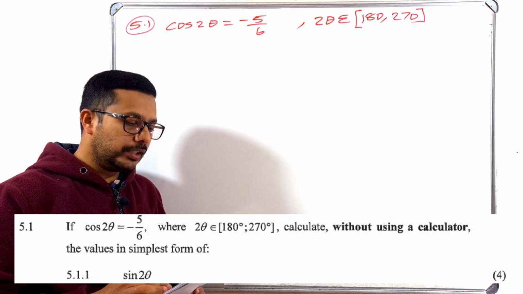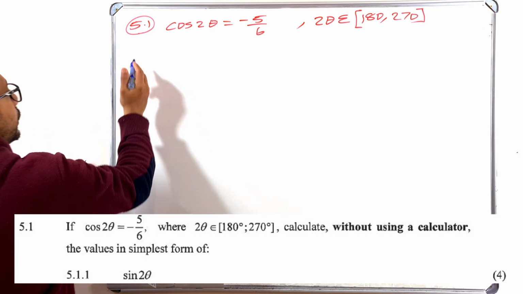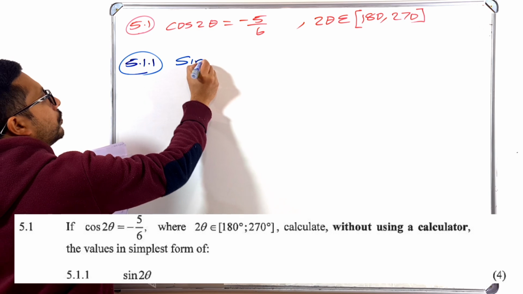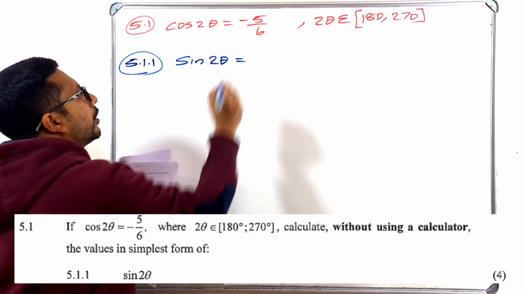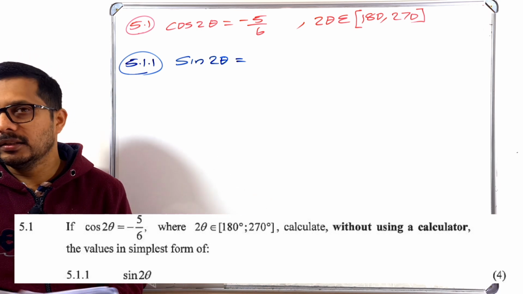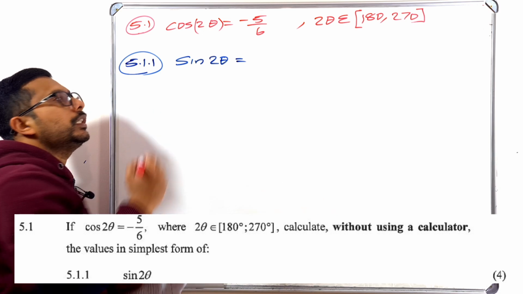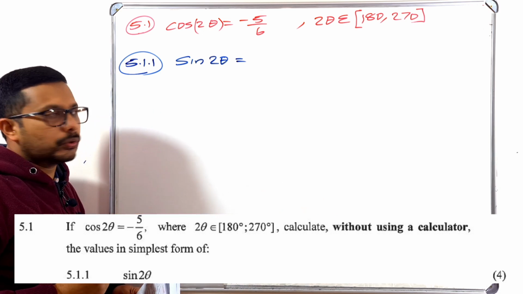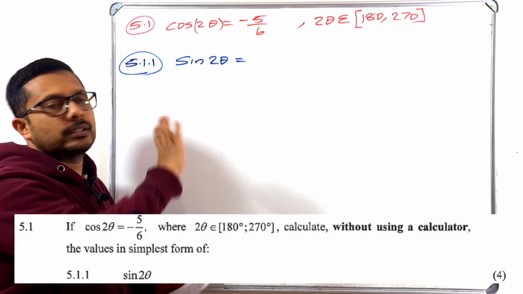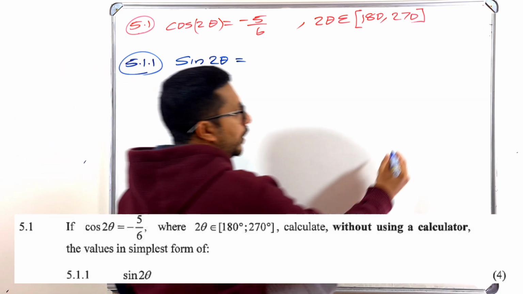5.1.1: sine of 2 theta. This is what you want to find. So what is the angle in the given equation? 2 theta is the angle. So you have to draw a Cartesian plane showing this minus 5 over 6. Let's try to draw that Cartesian plane.